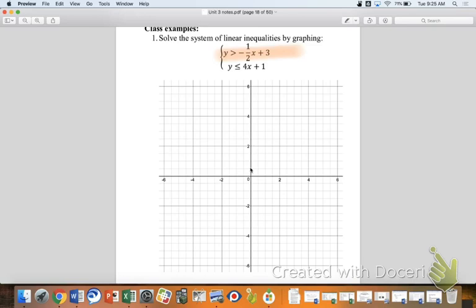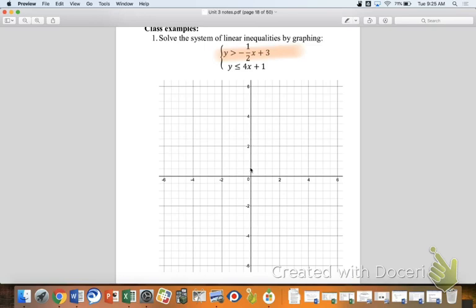So this of course is a system of linear inequalities. Do you see how there are 2 of them? There's more than one. And so I thought we'd do this first one together. If you can start to get a handle on this, then I think the other ones are going to go pretty well. So let's do this one together.